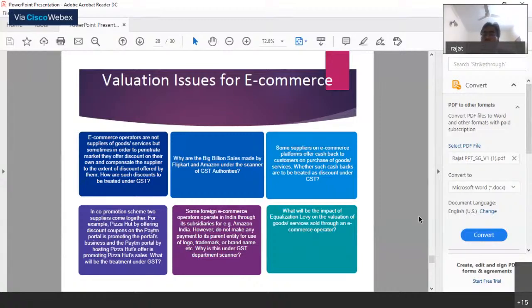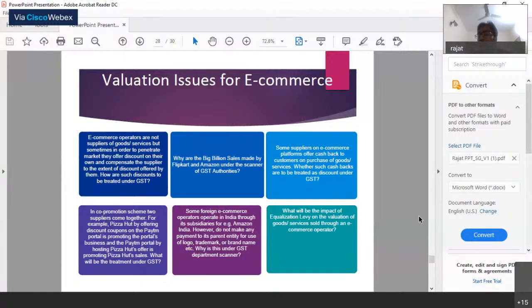Okay, so if say the value of my supply is 100 rupees and the supplier gives a discount of say 20 rupees, a trade discount of 20 rupees, then the GST is obviously required to be just discharged on 80 rupees and not 100 rupees.